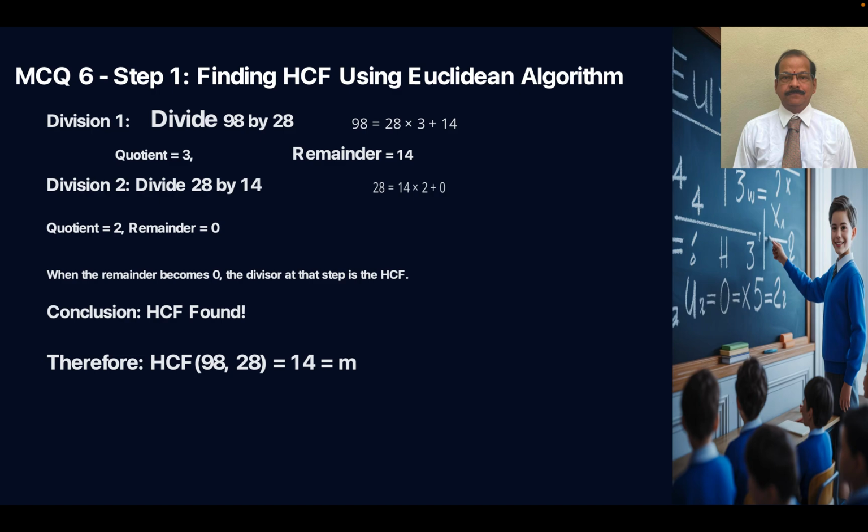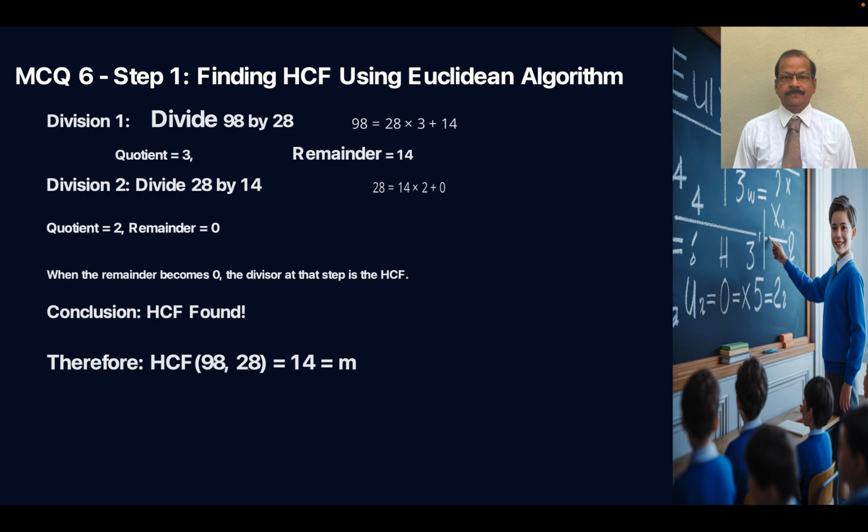So what is the Euclidean algorithm to find HCF? Out of the two given numbers, we have to take the larger number as the dividend and the smaller number as the divisor. You have to divide. You will get a quotient and a remainder. The remainder will become the new divisor, and the previous divisor will become the dividend, and so on. It will go on until the remainder becomes 0.